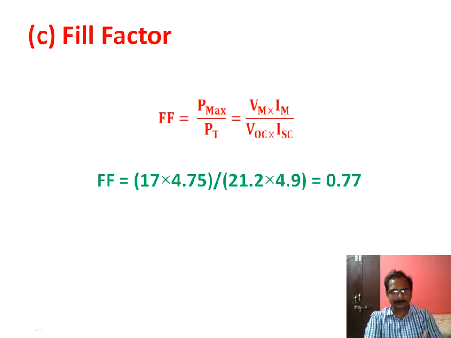Now let's substitute in the equation. That is Vm Im by VOC into ISC. What is Vm? 17 volts. What is Im? 4.75 amperes. What is VOC? 21.2 volts. What is ISC? 4.9 amperes. If I calculate it, I got a value of 0.77 as the fill factor. Now the fill factor is 0.77.